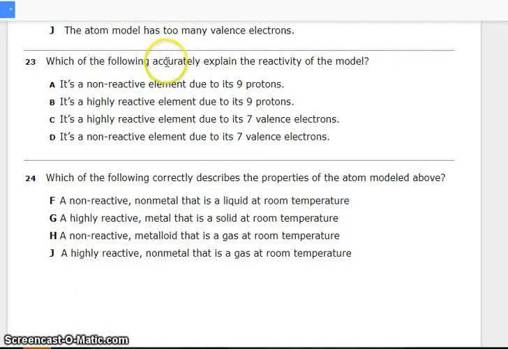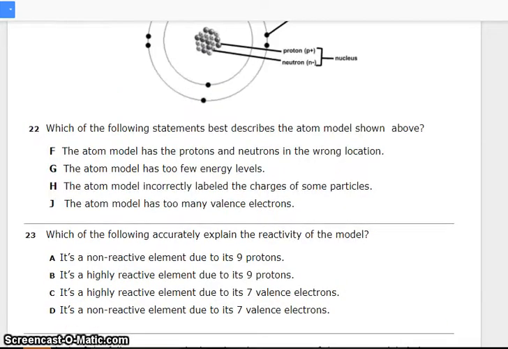Which of the following accurately explains the reactivity of the model above? A, it's a non-reactive element due to its 9 protons. B, it is a highly reactive element due to its 9 protons. C, it is highly reactive due to its 7 valence electrons. Or D, it is a non-reactive element due to its 7 valence electrons.